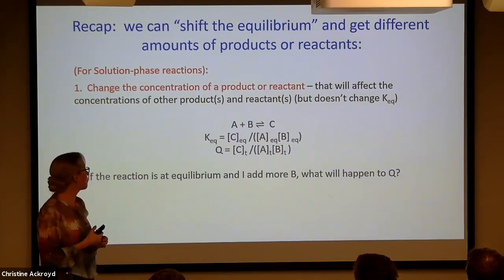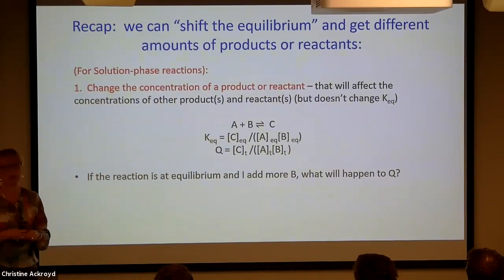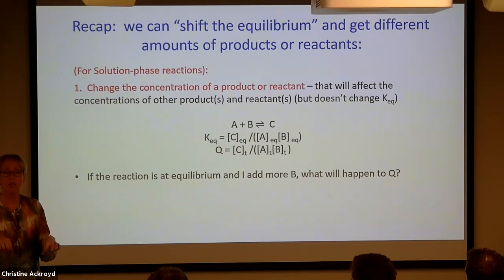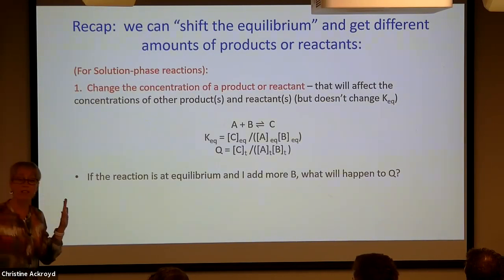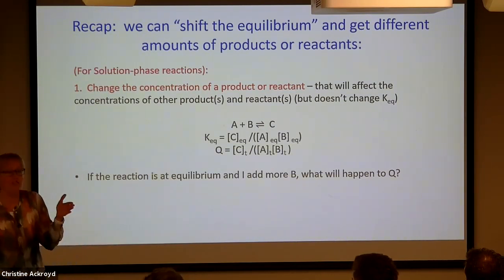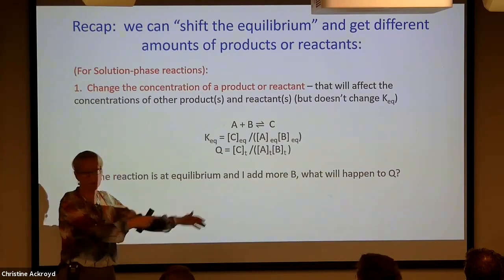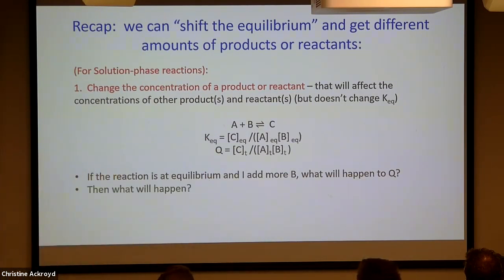Okay, so if I add more starting material, what happens to Q? Q goes down. When Q is much smaller than K, what happens to how hard the reaction wants to move forward? Wants to move forward more. How far does it have to move forward to get to equilibrium? It has to move more forward to get to the equilibrium position, and so you end up making more product.